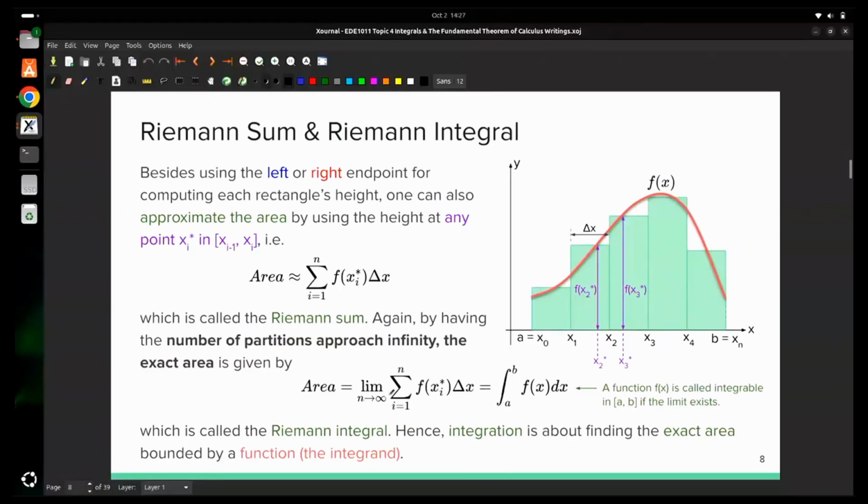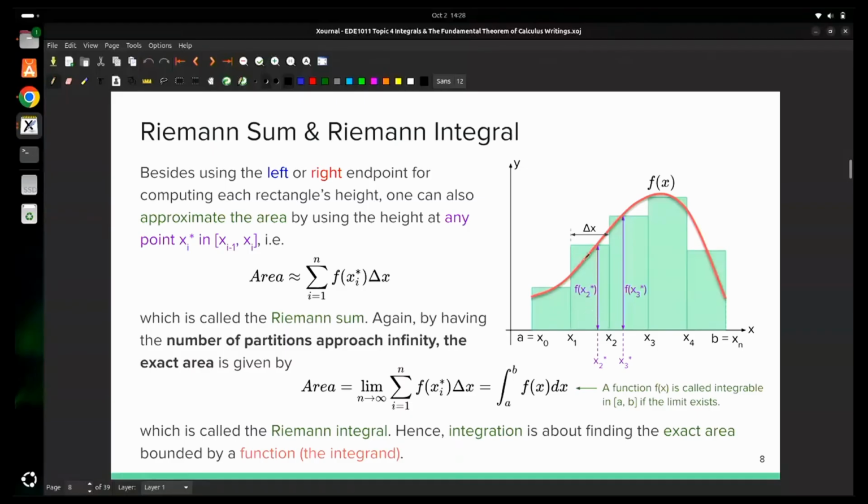Integration means evaluating the limit of infinity rectangles on a sum of areas of rectangles. That's it. That's integration, right? Which is not so critical. Actually, for the area, you can have the height evaluated at any x in between, for example, x1 to x2.